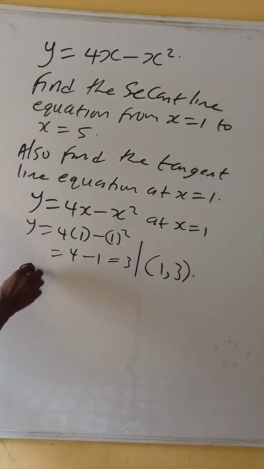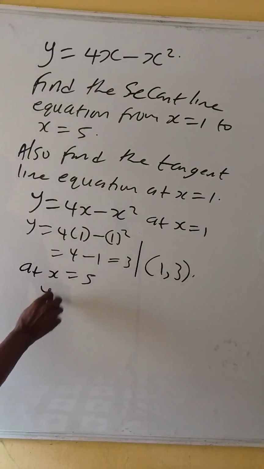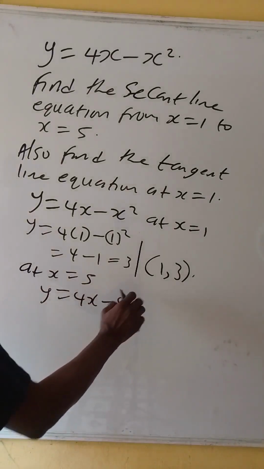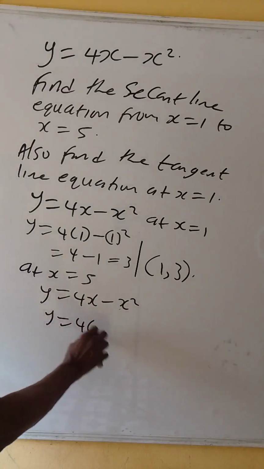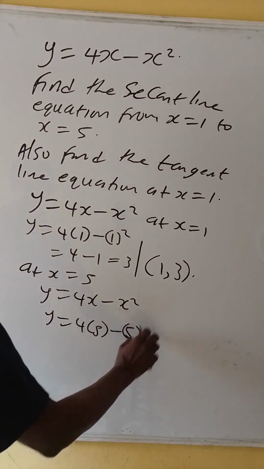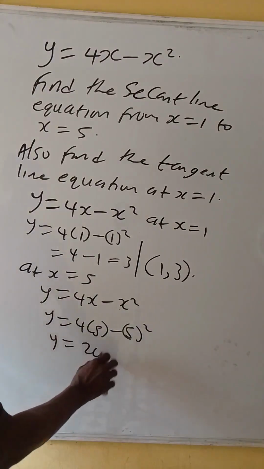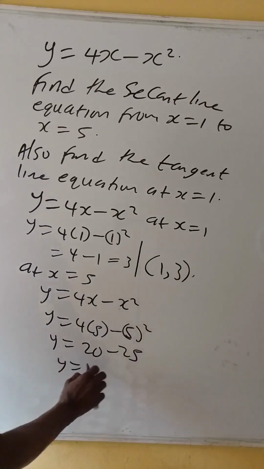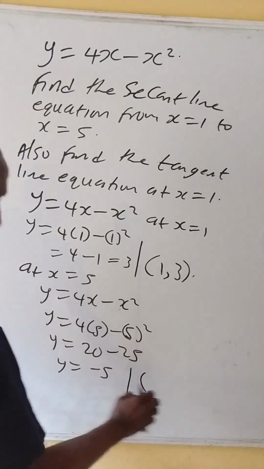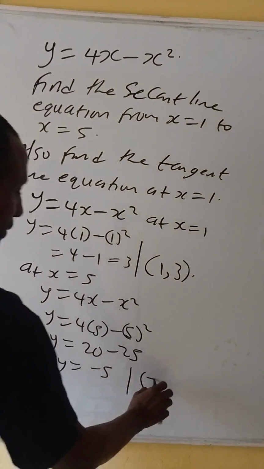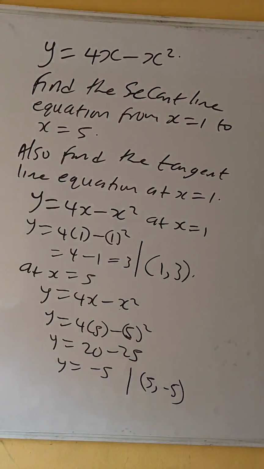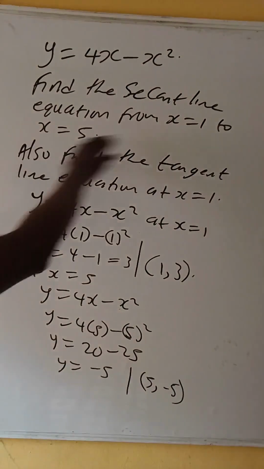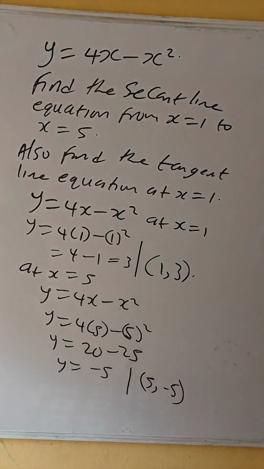At x equals 5, we still have our y equals 4x minus x squared. So y equals 4 bracket 5 minus 5 squared. Y equals 20 minus 25. Y equals minus 5. What is the coordinate? At x equals 5, y equals minus 5. Now, those are the two coordinates that we have when we are given the values for x.